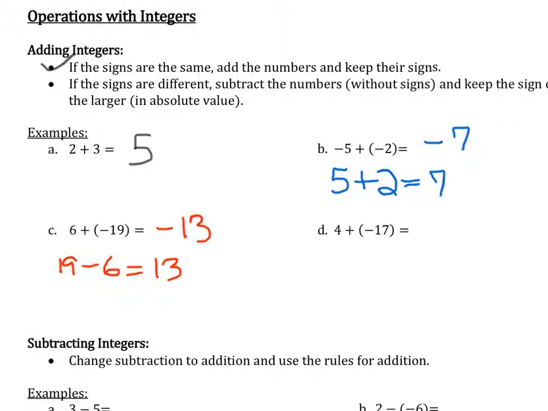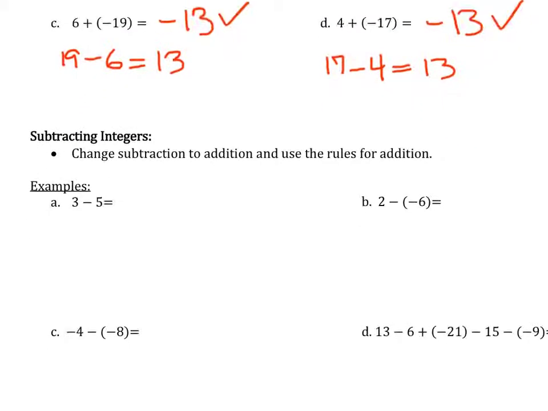Last but not least, we're going to look at 4 plus a -17. Again, the signs are different, and so I'm going to figure out what 17 minus 4 is. 17 minus 4 is also 13. And since my bigger number is negative, 17 looks bigger than 4 in absolute value, my answer is going to be a -13. My hope is that by the time you're very comfortable, you can look at 6 plus -19 and immediately say that that's -13. You can look at 4 plus -17 and immediately say that that's -13. But we got to start somewhere and we got to get there.